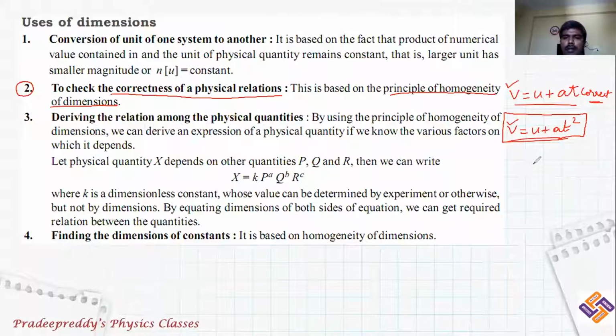Similarly, we have the time period of a simple pendulum, T is equal to 2 pi under root L by G. This equation is actually correct, but a student may have doubt in his mind whether it is G by L or L by G. In such cases, you can use dimensional analysis and check the correctness of the equation. That is the second use of dimensional formulas.